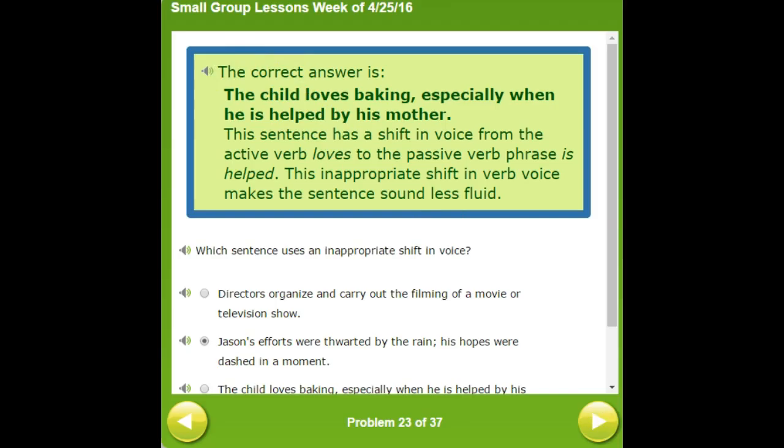The correct answer is, the child loves baking, especially when he is helped by his mother. This sentence has a shift in voice from the active verb, loves, to the passive verb phrase, is helped. This inappropriate shift in verb voice makes the sentence sound less fluid.